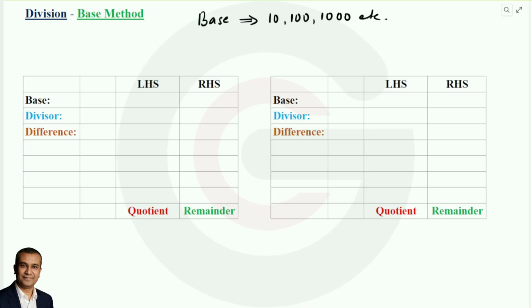For example, let's say 9 is the divisor. We need to consider the base as 10. Or another example, 87 is the divisor. 87 is close to 100. So we should consider 100 as the base number. Another example, 112. This number is also closer to 100. Therefore, we should consider 100 as the base.